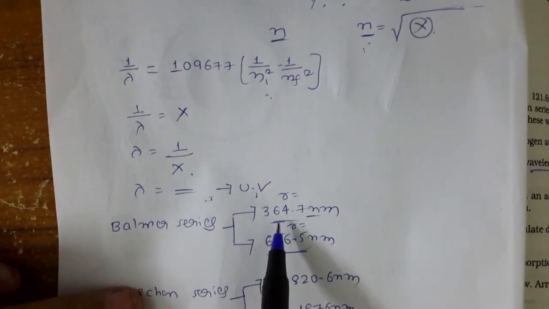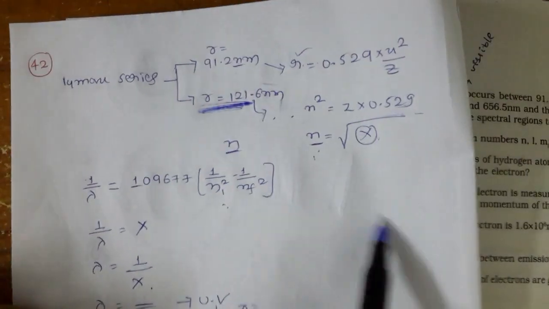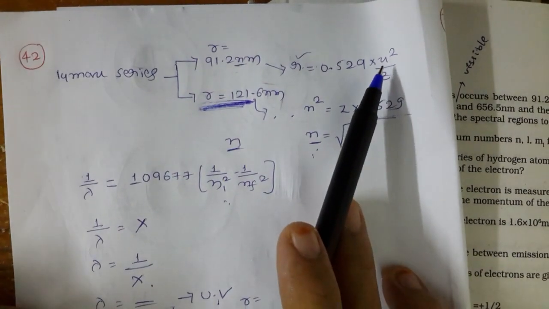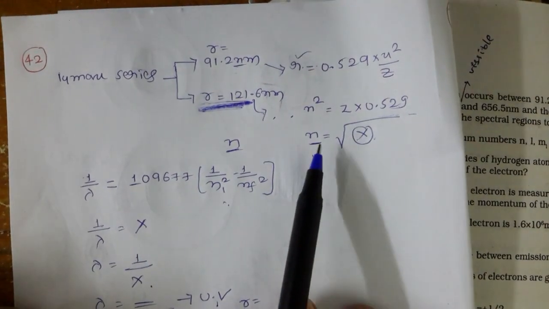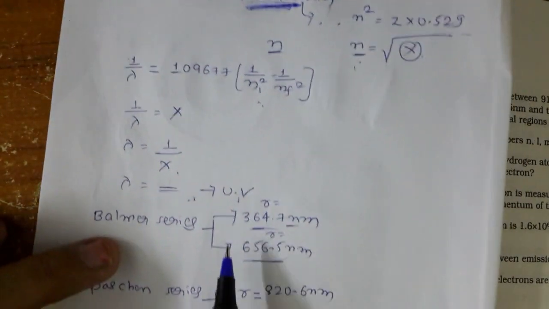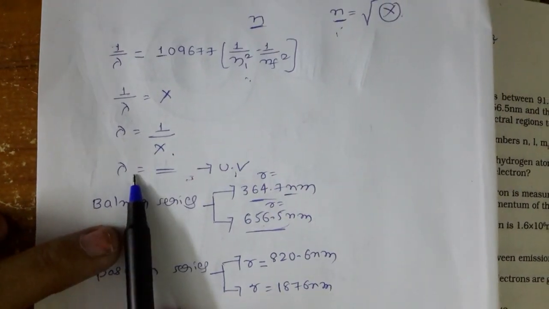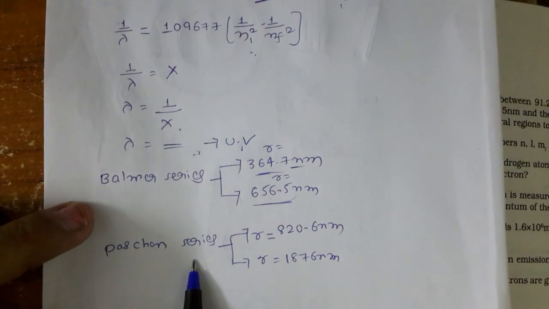For the Balmer series, it is the same again. We have the radius, and from the radius you have to calculate n. You will get n square, but we need n, so you get the n values. From that you can calculate the lambda. For Paschen also you have to do it like that.